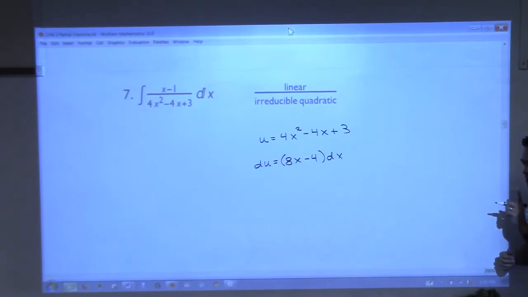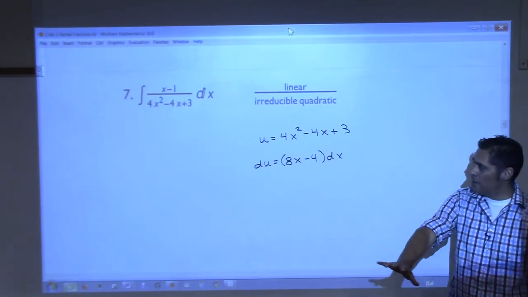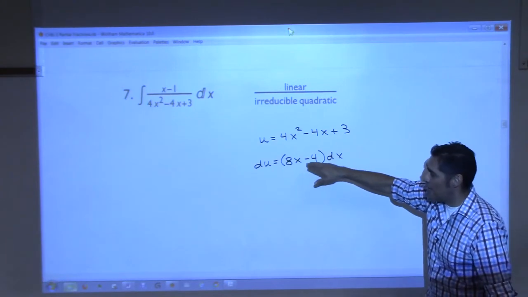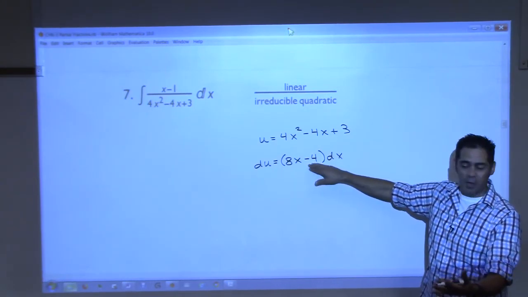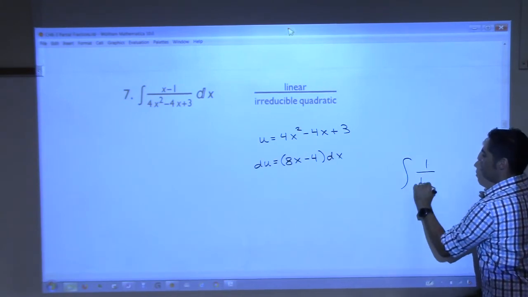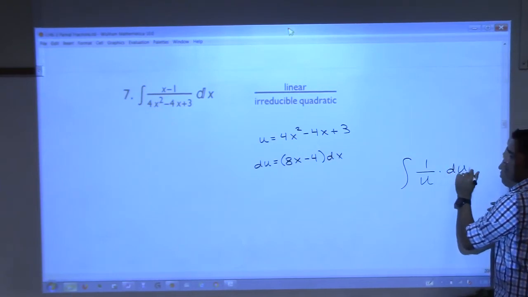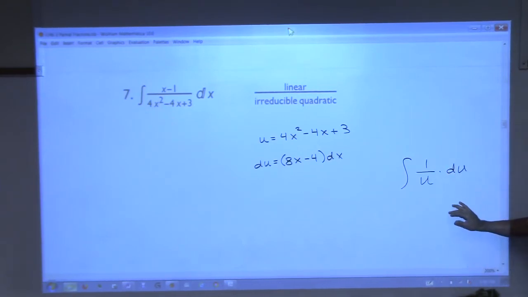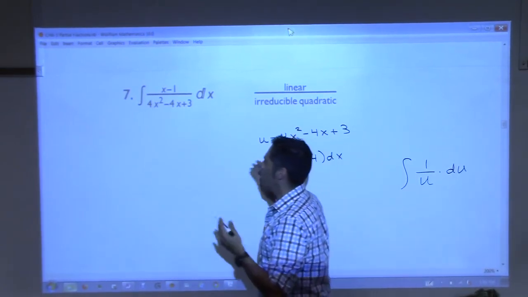Oh, but there is. So check this out. Do we all agree right now that if the numerator looked like this, I'm happy? Because then we would have 1 over u. And if the numerator was this, that would be du. And then the antiderivative would be natural log of absolute value of u. So if the numerator was this, we're in business.